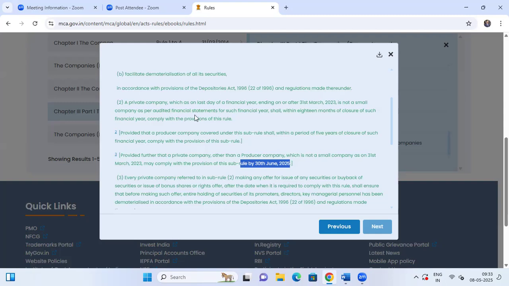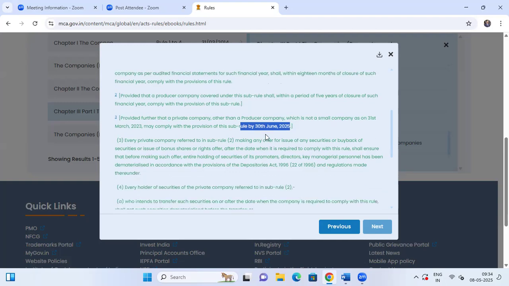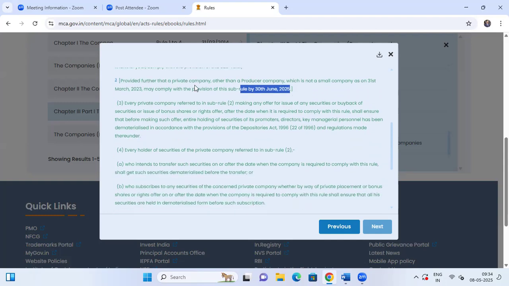So as per the audited financial statement as on 31 March, it shall within 18 months from the closure of such financial year comply with the provisions of this rule. Anyway, the last date is 30th June for private companies. Small companies are exempted, and even a producer company covered under this sub-rule shall within a period of 5 years of closure of such financial year comply with the provisions of this rule. This is the facility given for producer companies also. So a private company other than a producer company which is not a small company as of 31 March 2023 may comply with the provisions of this sub-rule by 30th June 2025. This is the last date for Demat.